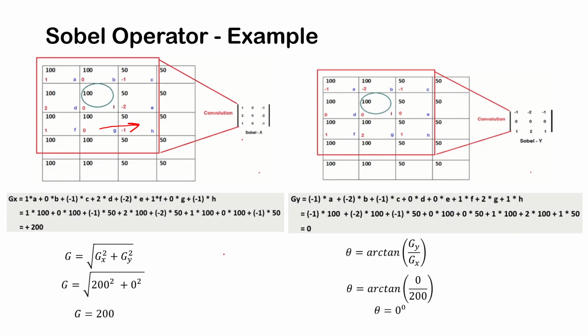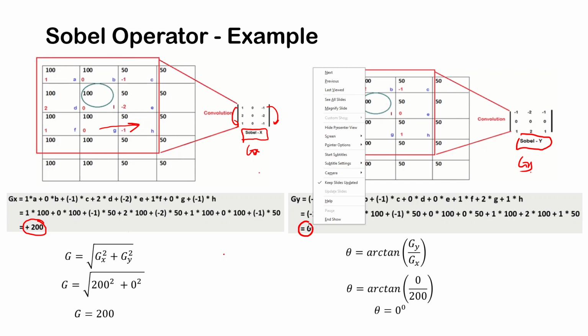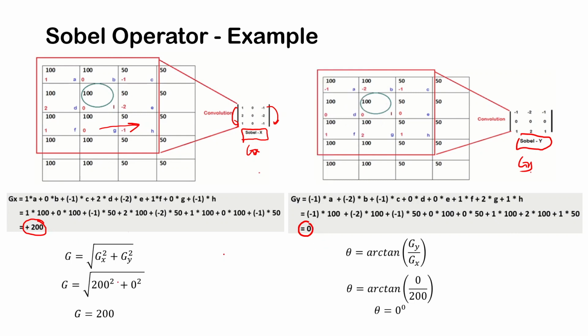You do convolution with the x kernel to get gx, and the y kernel to get gy. You calculate based on the convolution, because this is already flipped. If you flip it also, it's the same; there are no changes. So you just do the calculations, and finally you get a value equivalent to plus 200 for gx. If you calculate for the gy direction, it will be 0. So you get the square root of 200 squared plus 0 squared, and finally the value is 200.